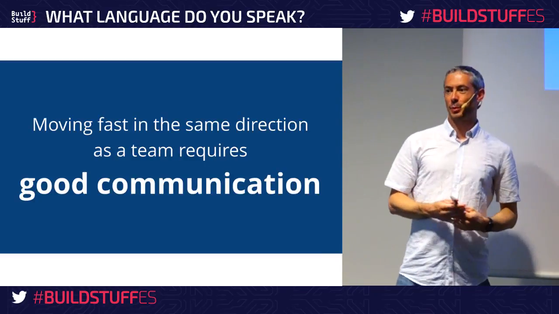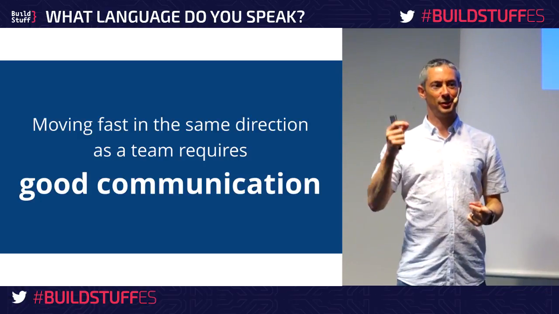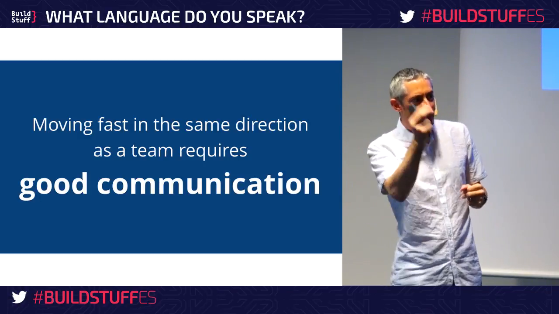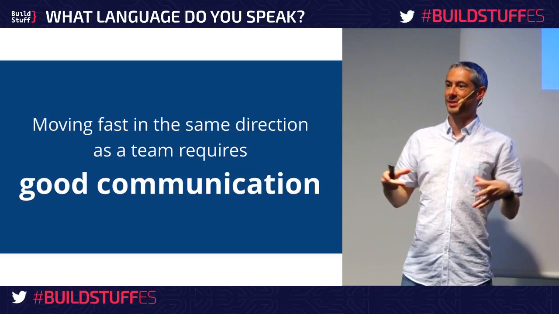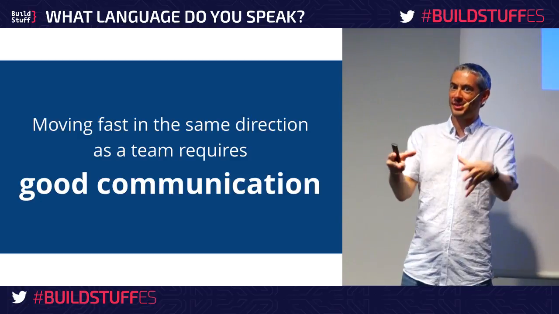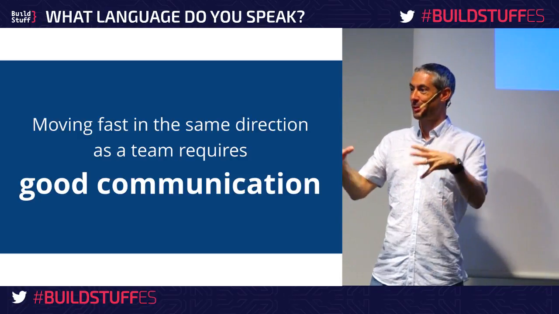What's the point of all this? The point of all this is essentially good communication. Lots and lots of teams are now trying to be agile and be lean and move fast and deliver stuff very, very quickly. In order to do that, as a team, as a collective, you need to be heading in the same direction. So this is essentially about creating good communication within and across team boundaries.